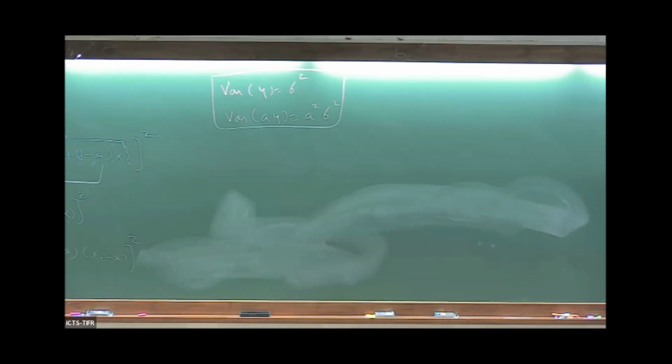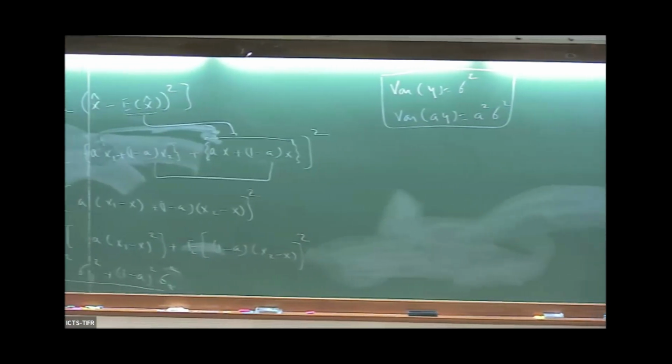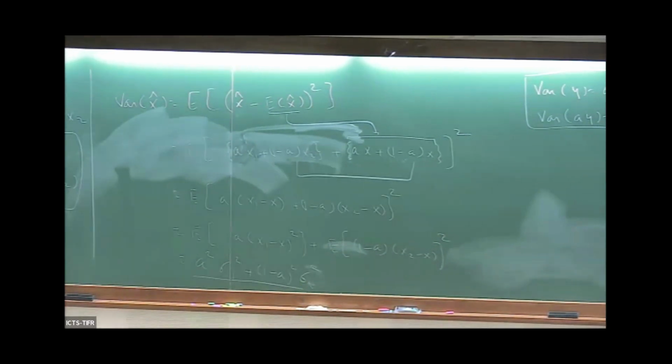Sigma 1 square is known, sigma 2 square is known. Who is the only guy? A. Who picks A? You pick A. But before I go further, I want to give you a geometric interpretation.